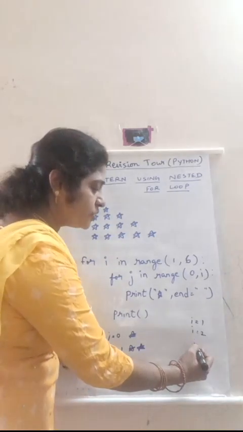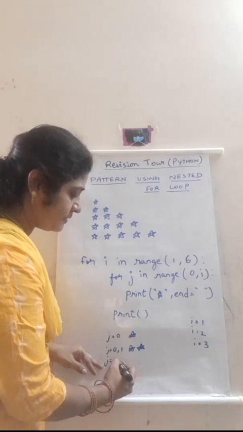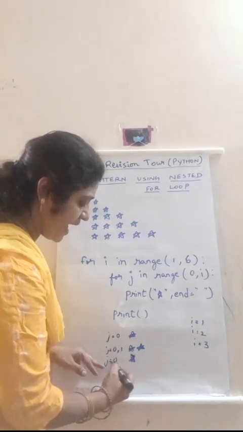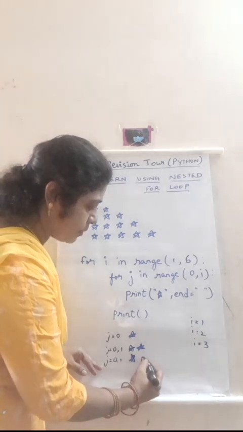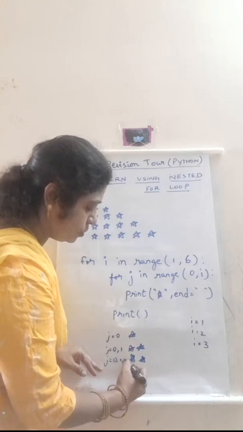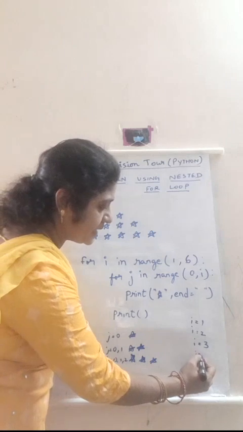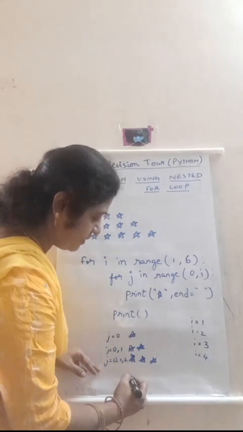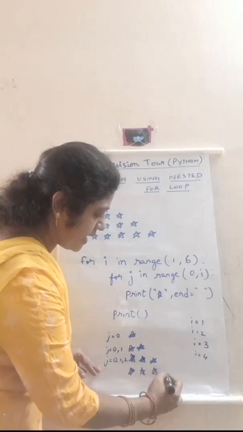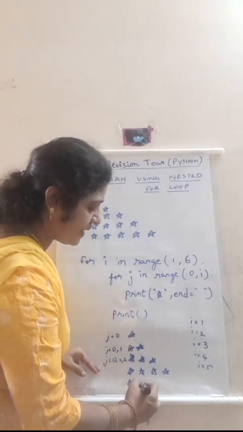When I is equal to 3, what will happen? J value will be, when it is 0, it will display 1 asterisk. When j value is 1, it will display one more asterisk, and when j value is 2, it would display one more asterisk like this. When I is equal to 4, it will display 4 asterisks, and when I is equal to 5, it will display 5 asterisk.